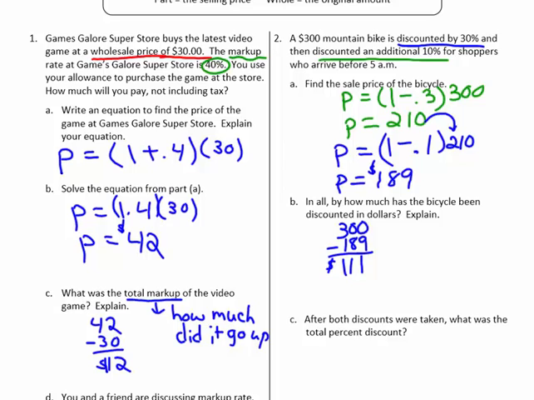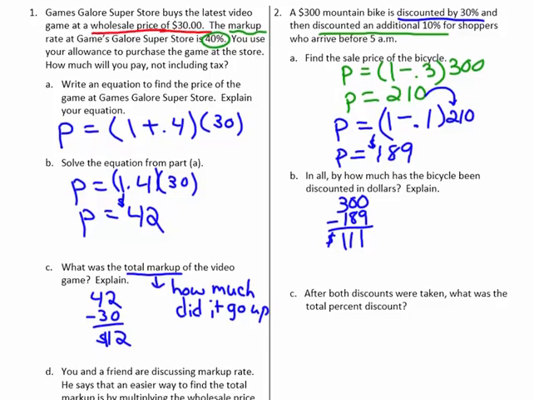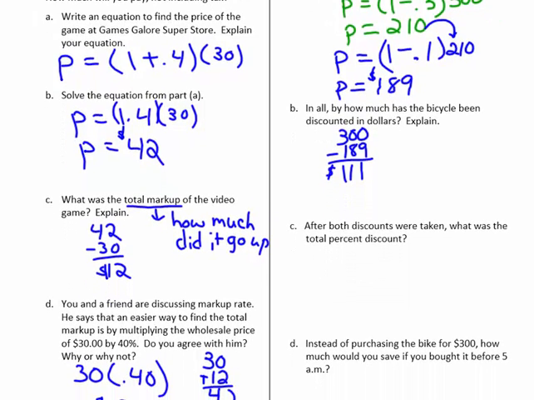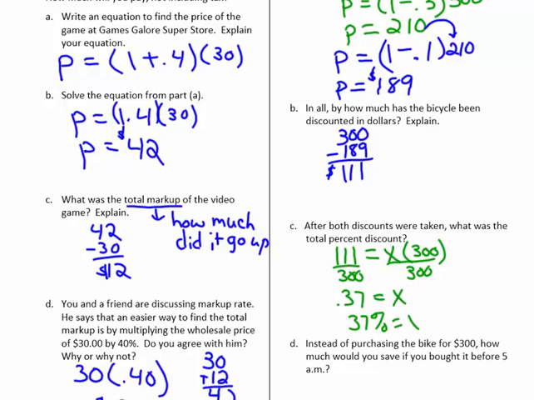After both discounts were taken, what was the total percent discount? So now we're going to use our equation again. I'm going to do part equals percent times whole. So 111 is the part that I saved. I'm looking for the percent times the original amount. So to get x by itself, I have to divide by 300. So 111 divided by 300 is giving me 0.37. So to turn that into a percent, it's 37%.